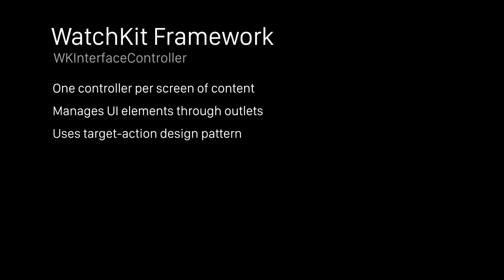When you create your interface controller subclass, you add outlets for each UI element you need to manage. These outlets connect to objects in your storyboard and handle the transfer of information between your Watchkit extension and Watch app. In addition to outlets, you set up action methods for the interactive elements of your storyboard. As with outlets, you connect each action method to the corresponding UI element. When the wearer interacts with that element, Watchkit calls your action method.